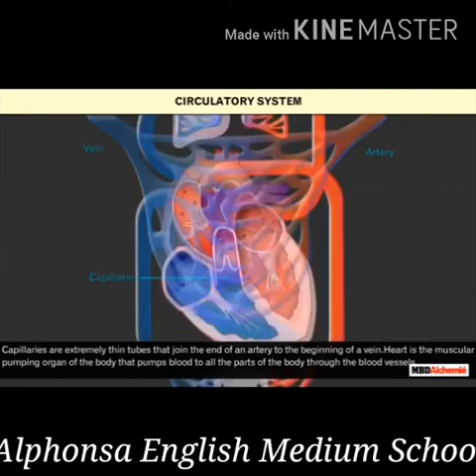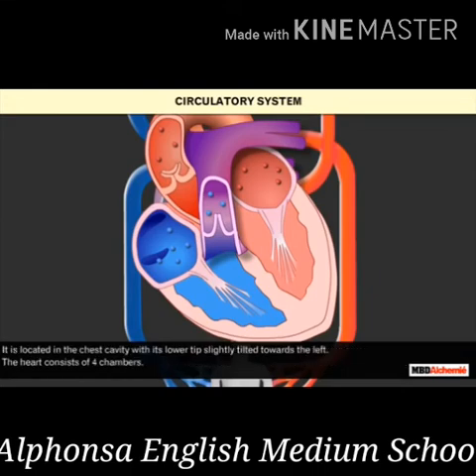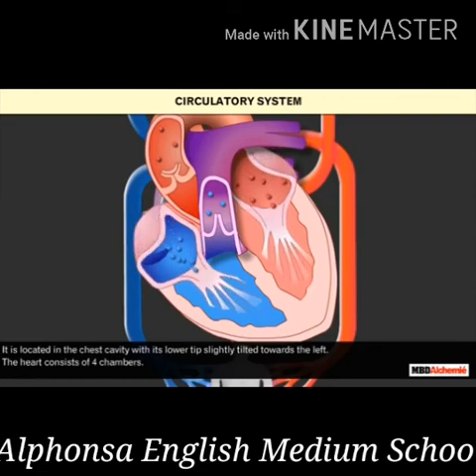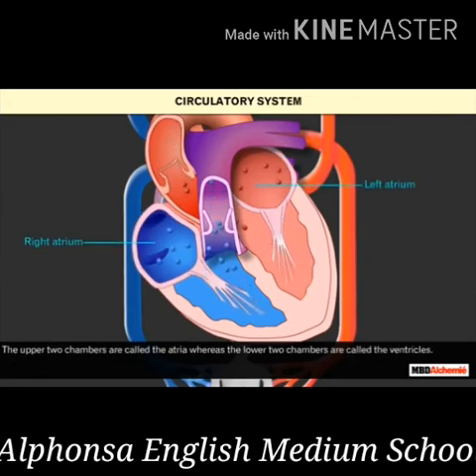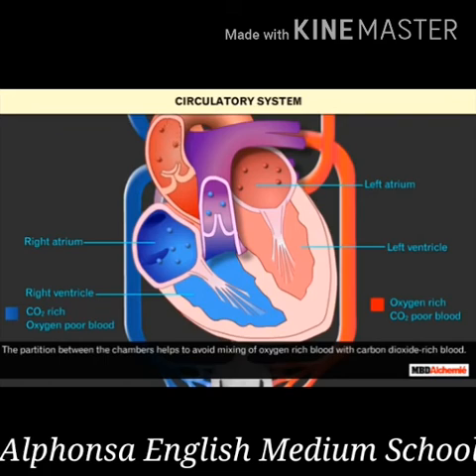Heart is the muscular pumping organ of the body that pumps blood to all parts of the body through the blood vessels. It is located in the chest cavity with its lower tip slightly tilted towards the left. The heart consists of 4 chambers. The upper 2 chambers are called atria, whereas the lower 2 chambers are called ventricles. The left side of the heart contains oxygen-rich blood, whereas the right side of the heart contains carbon dioxide-rich blood. The partition between the chambers helps to avoid mixing up of oxygen-rich blood with carbon dioxide-rich blood.